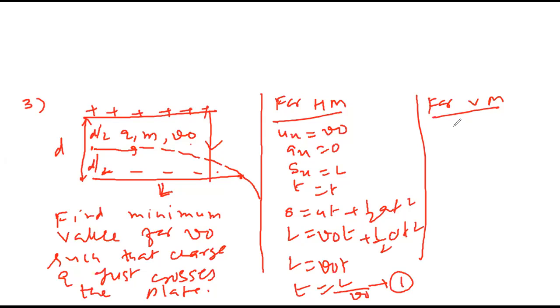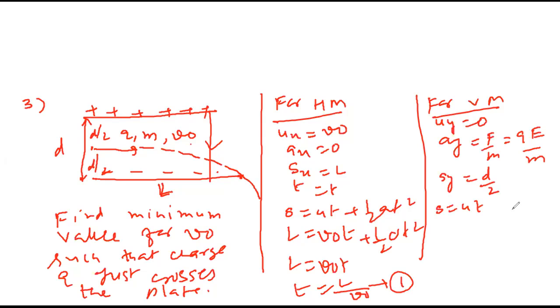So for vertical motion, initial velocity is 0 in the vertical direction and acceleration is force upon mass, which is QE upon m. Distance covered is half of the plate separation, d by 2. It has come down that much. So S is ut plus half at square, that is d by 2 equals 0 times t plus half QE upon m into t square, where t square will be L square upon V naught square.